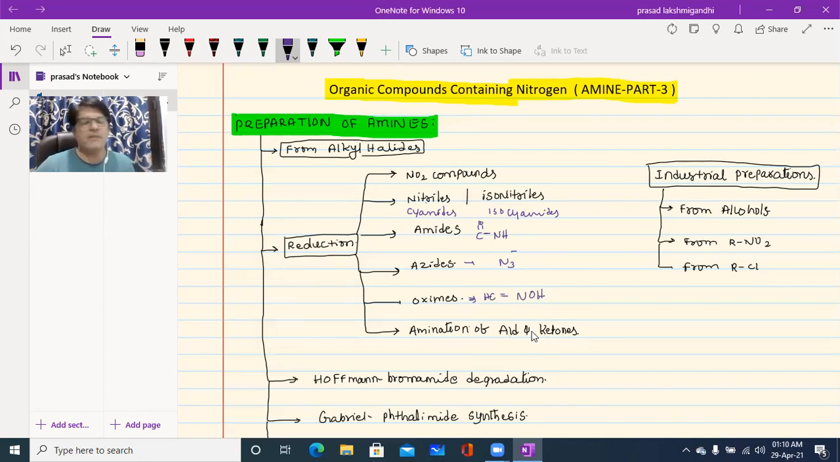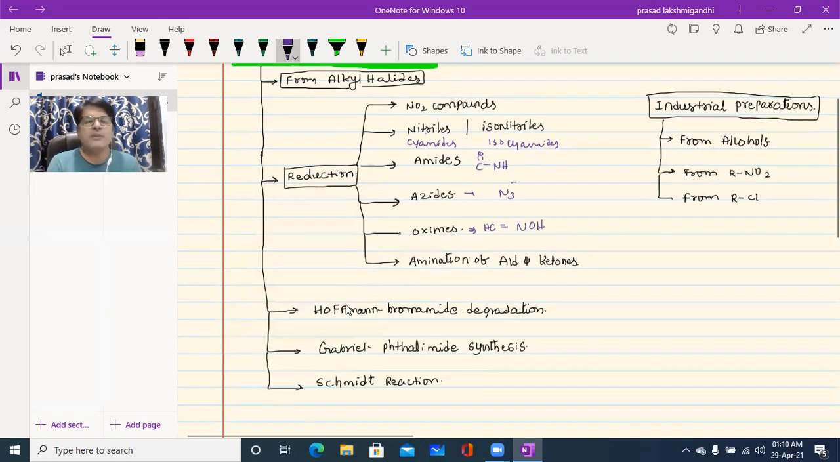Next, amination of aldehydes and ketones. This also belongs to reduction only. Amination means whenever an aldehyde reacts with an amine, or a ketone reacts with an amine, with loss of water, then these amines are obtained. We are going to learn that method. Next, Hofmann bromamide degradation and Gabriel phthalimide synthesis. These two are very important. And the Schmidt reaction is also very important from the IIT point of view, and for board exams it is a VSAQ question.